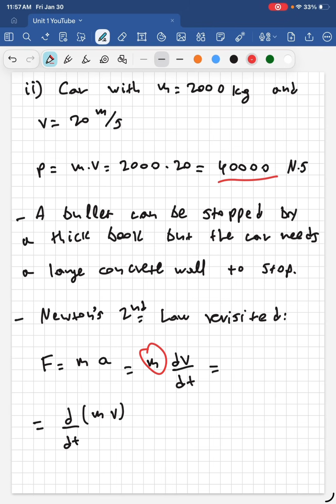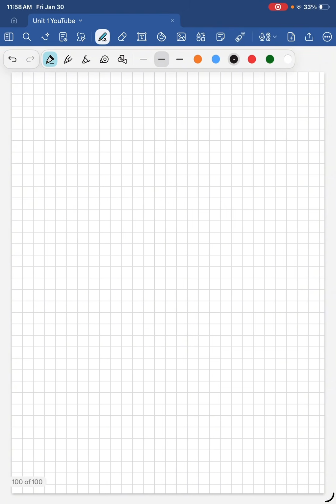In that case, mass can get into the derivative, but now notice that this quantity is momentum, right? So F is also equal to dp, the change in momentum with respect to time, which you can also write as delta p over delta t, okay? So actually, I think when Newton introduced his laws, he used this definition, the change in momentum with respect to time, okay?